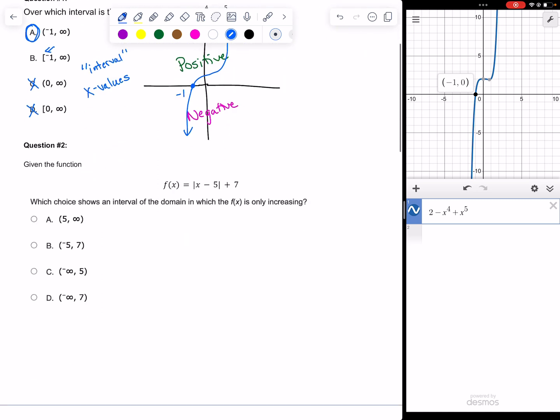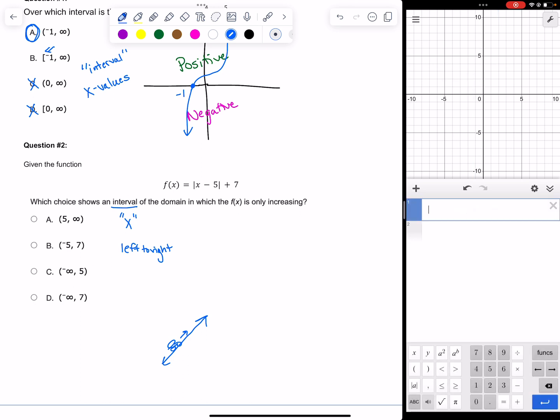Okay, so question number 2 says, given the function f of x equals the absolute value of x minus 5 plus 7, which choice shows an interval? So again, when they say interval, think x, and think left to right, what is happening in this area of my graph. Which choice shows an interval of the domain in which the f of x is only increasing? So increasing is left to right, you're going up instead of down. So let's type it in and take a look.